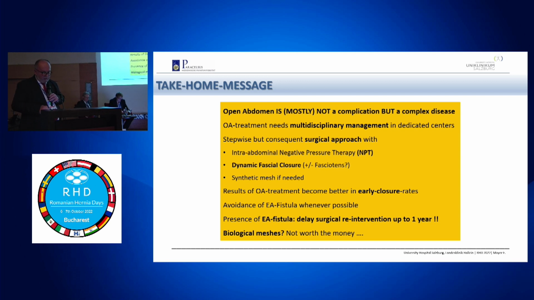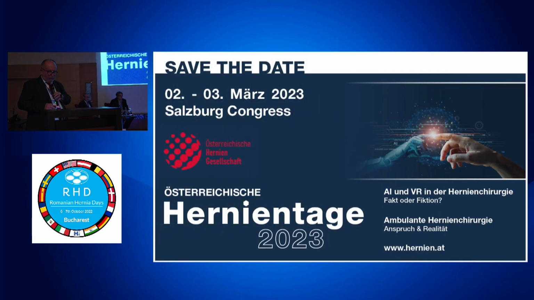Results of open abdomen treatment become better with earlier closure rates. We should try everything to avoid intra-atmospheric fistula. And in the case of the presence of intra-atmospheric fistula, delayed surgical reintervention to cure this problem up to 1 year is recommendable. And definitely biological meshes are not worth the money to use.